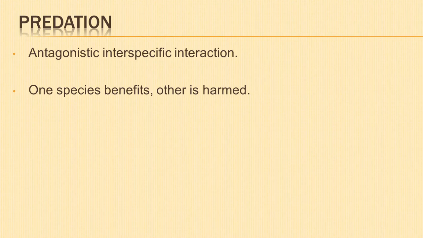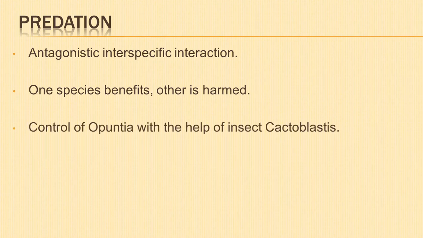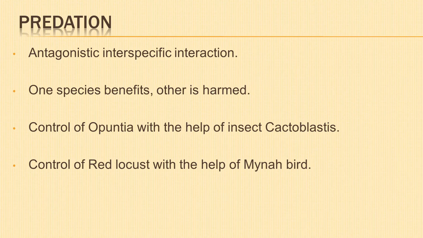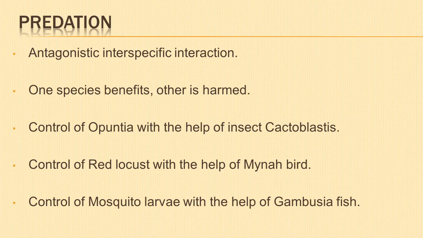Biological control of weeds and pests is based on predator-prey relationship. Example, control of opuntia in Australia is done with the help of insect Cactoblastis. In Mauritius, spread of red locust is controlled by introducing mynah bird from India. Larvicidal fish Gambusia is used to control mosquito larvae. Another simple example is frog acts as prey for snake, snake for eagle.